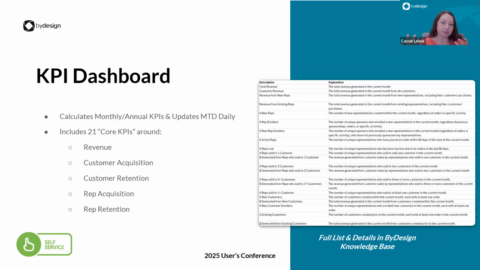Okay, so when it comes to revenue, here's your total sales for the month, but of that, how much is coming from your customers? How much is coming from reps? How much is new reps versus existing reps? New customers versus existing customers? New recruits, where are they coming from? How many reps do you have that are recruiting other reps? And is that number growing or declining?